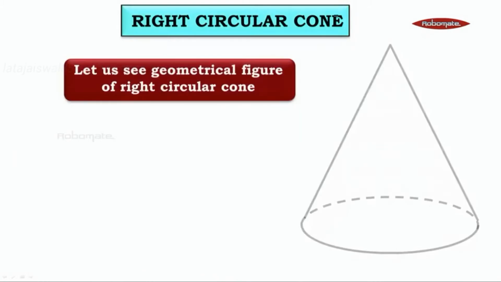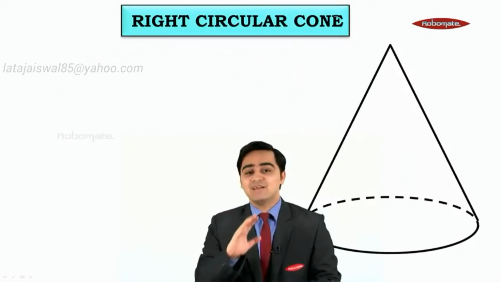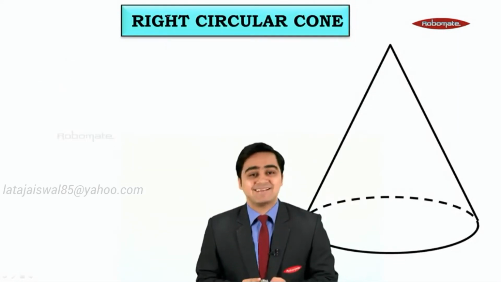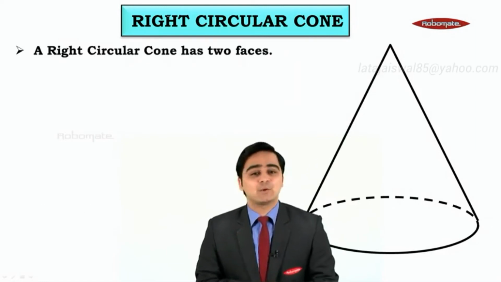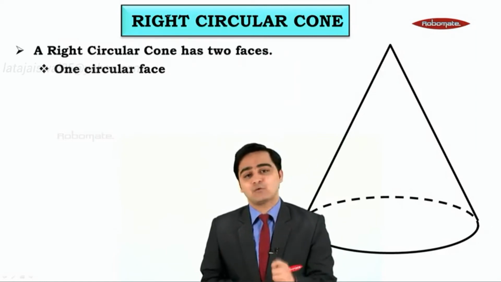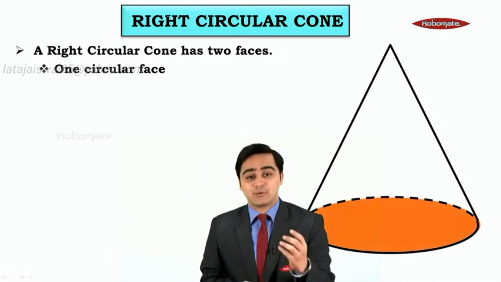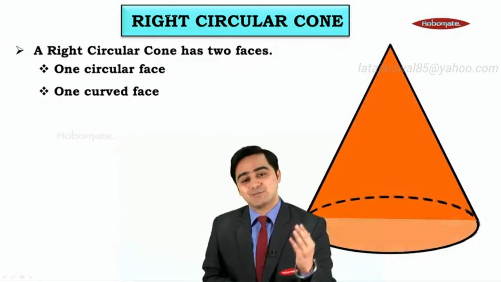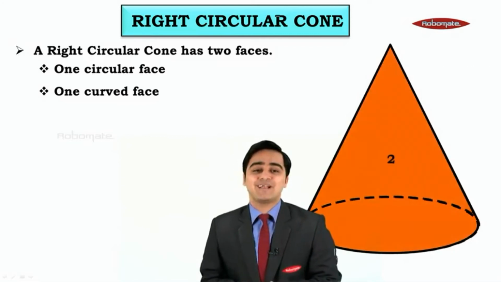Let's proceed further and now let us see the geometrical figure of a right circular cone. This is the geometrical figure of a right circular cone in front of us. Let's understand it in detail. We can say that a right circular cone has two faces. Out of the two faces, one face is circular. Observe, we have the circular face, and the other face is curved. So this is the curved face of a right circular cone.